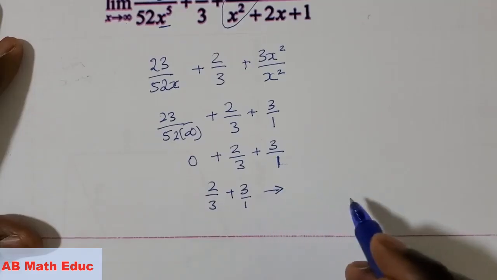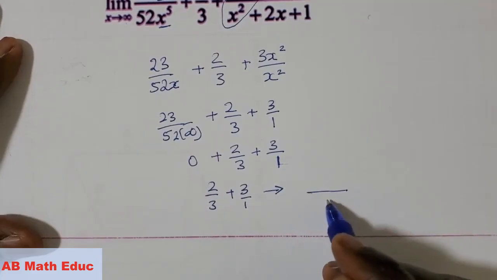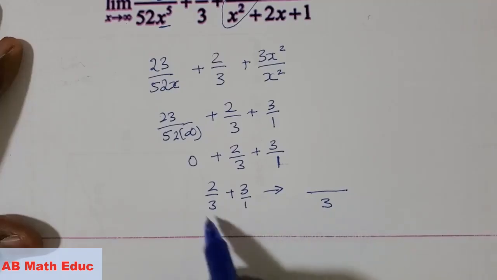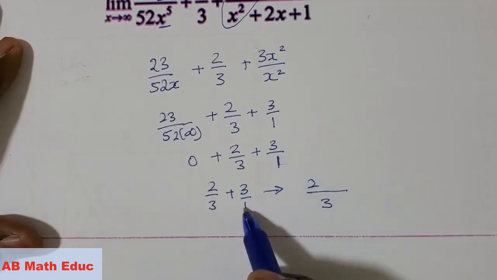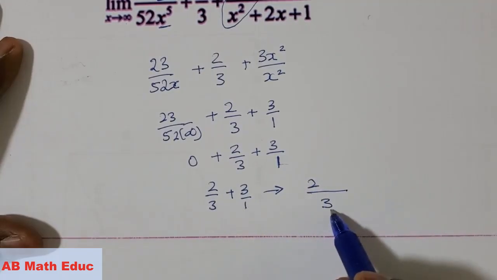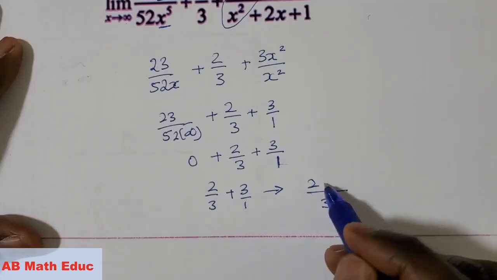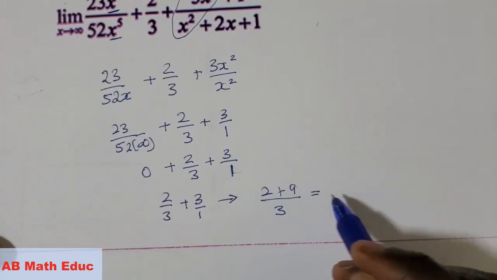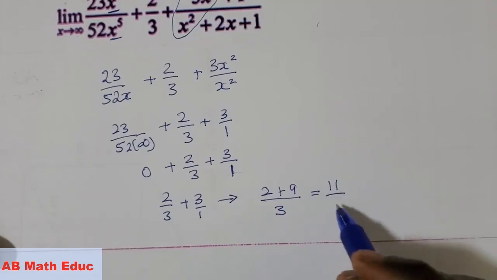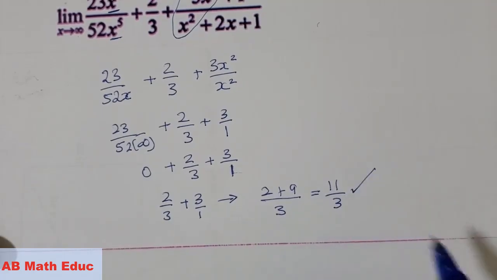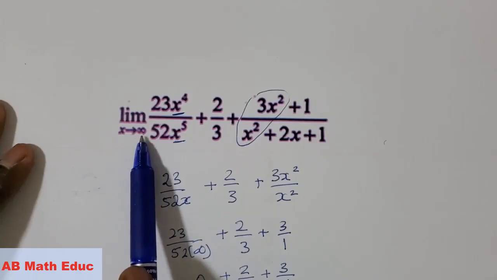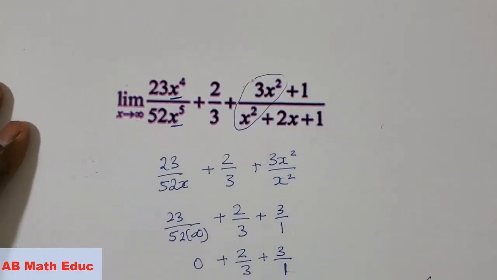Okay, and then let's simplify this fraction. As we simplify, the denominator is going to be 3, and then 2 here, and then 1 goes into 3. 3 times 3 is 9. So we are going to get 11 over 3. Okay, the limit as x approaches infinity of the whole expression is going to be 11 over 3. Thank you.